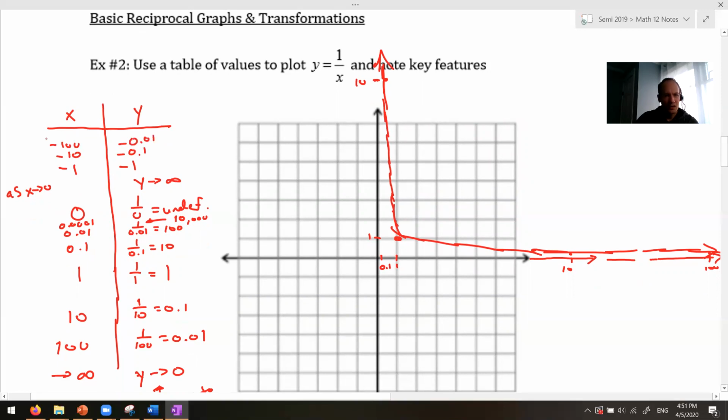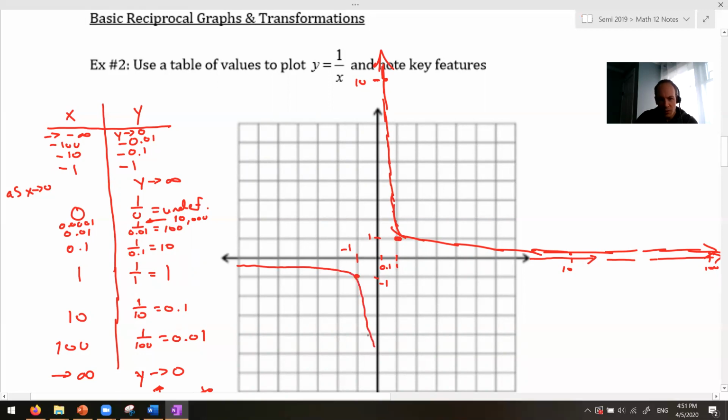What happens when x goes to negative infinity? Well, y is going to go to 0 as well. So we're going to wind up getting a similar sort of situation, -1, -1 here. Let's fit that. We're going to wind up getting a graph that goes like this.